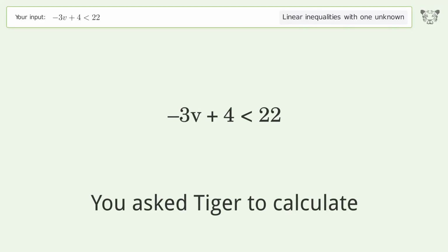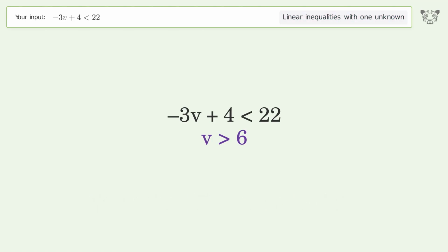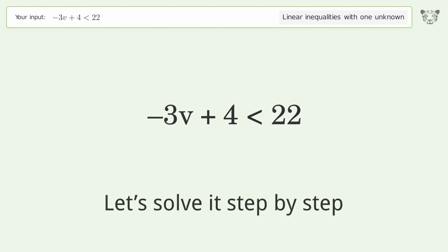You ask Tiger to calculate. This deals with linear inequalities with one unknown. The final result is v greater than -6. Let's solve it step by step.